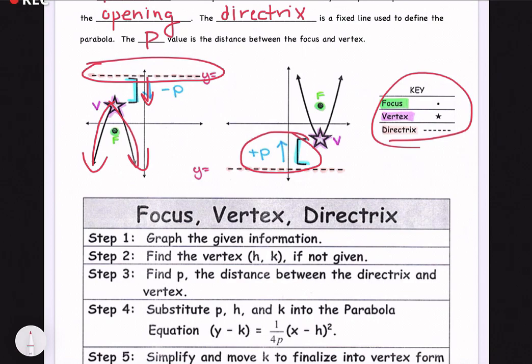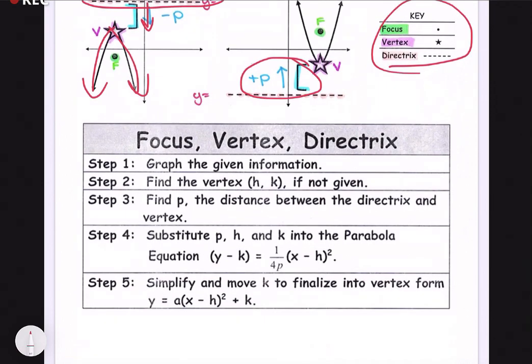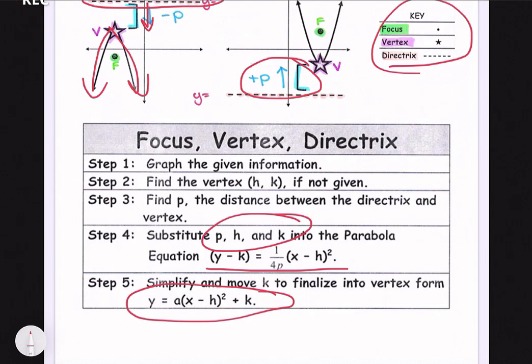So first step, we always graph the information. Then we find our vertex, h, k, if it's not given. Then we find our p-value. This is the distance between the directrix and the vertex. And we substitute all of those into the parabola equation: y minus k equals 1 over 4p times x minus h squared. And then the last step, we simplify it into vertex form: y equals a times x minus h squared plus k.